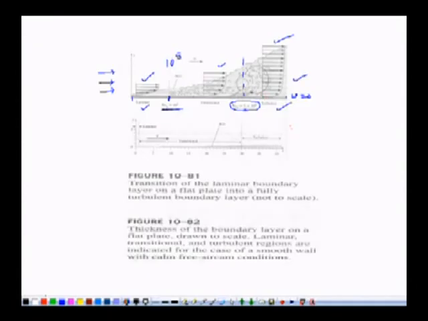So here we have these two figures. In the first figure it is not on scale, very large distances are shown just to distinguish the laminar boundary layer, transitional boundary layer and turbulent boundary layer. In the second figure it is on scale. You can visualize that in case of laminar boundary layer the thickness is very less. In transitional we have some boundary layer thickness, in turbulent we have little more thick boundary layers.